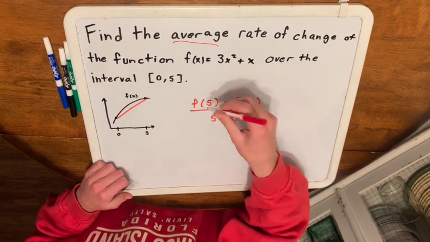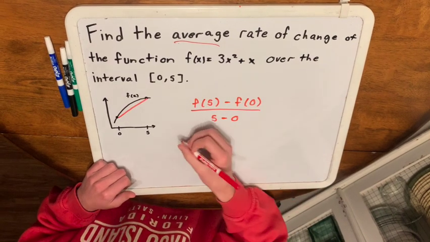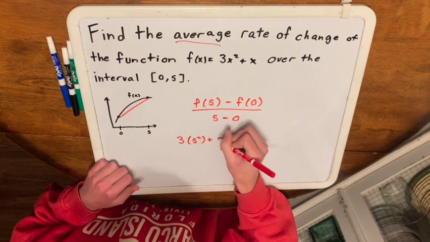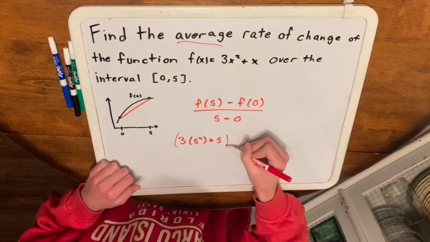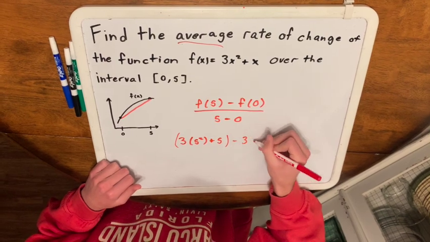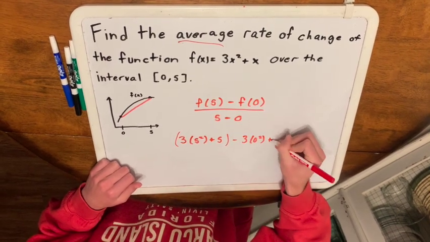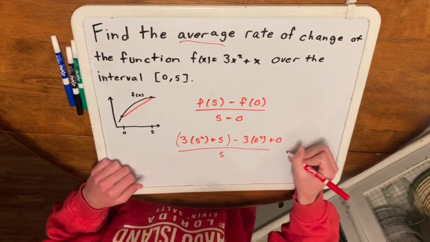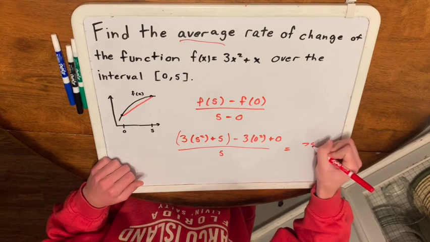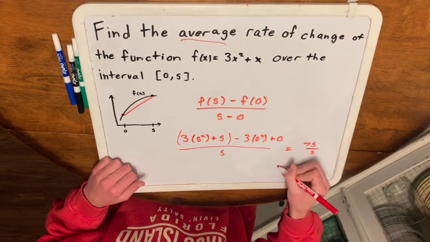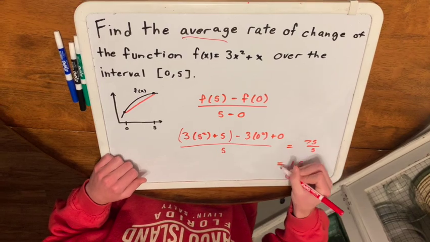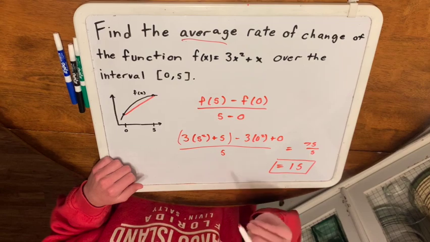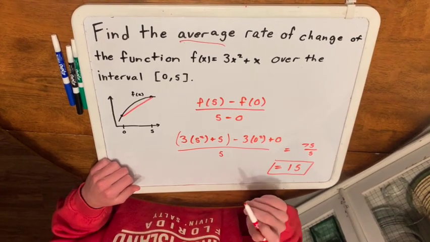So we're going to plug our 5 and our 0 into our f of x up here. This is going to be 3 times 5 squared plus 5, and all of this is minus 3 times 0 squared plus 0, which is obviously just 0, all over 5. This is going to give us 75 over 5, which reduces down to 15. Which is our average rate of change for the function 3x squared plus x over the interval of 0 to 5.